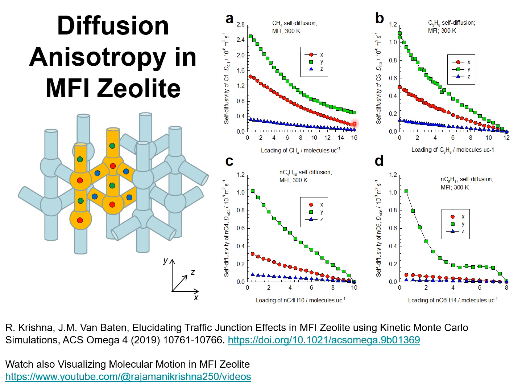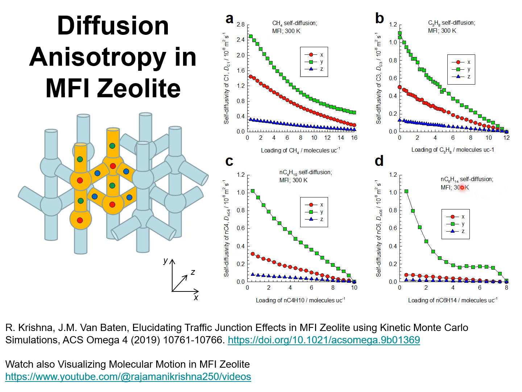These are the self-diffusivities for methane as a function of the loading of methane in units of molecules per unit cell. This is the diffusivity of propane as a function of the loading in molecules per unit cell. We see again that in the y direction, the diffusivity is significantly higher than that in the x direction, and in the x direction the self-diffusivity is significantly higher than in the z direction. The same holds for normal butane: y direction, x direction, z direction.